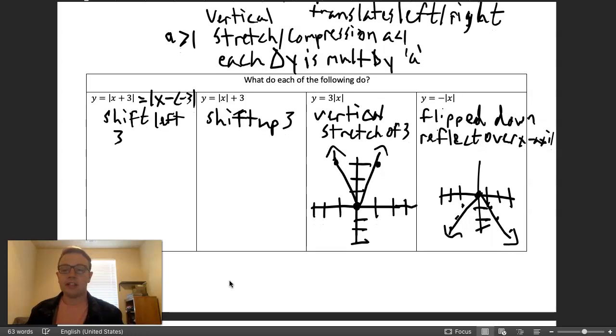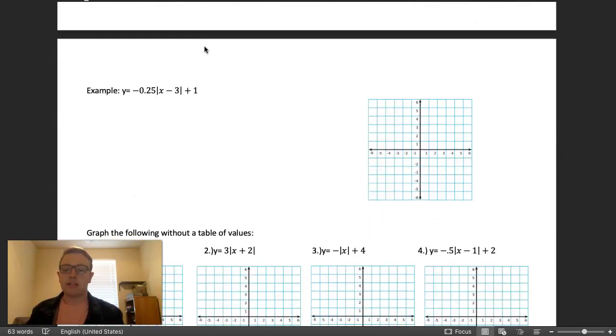Great, so using this, let's try to analyze all the changes that happen to this and how they'll affect our graph. Looking at this, we have a minus out in front. We have a number out in front, we have a minus 3, and we have a plus 1. Let's go with the easy part. We have the plus 1, so this means we go up 1. The minus 3 means we go right 3.